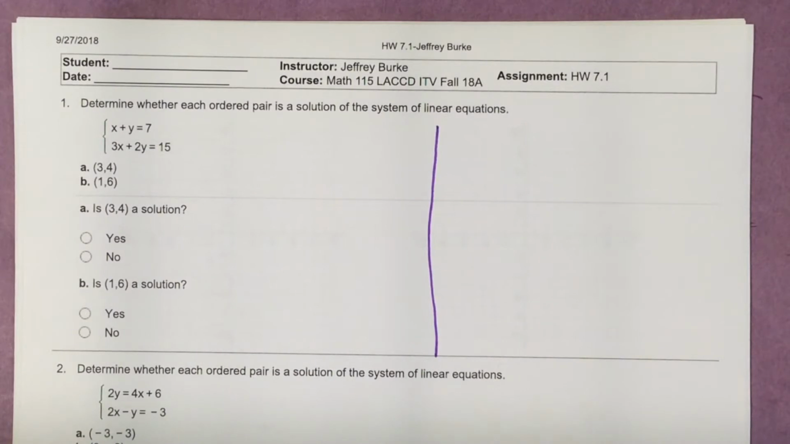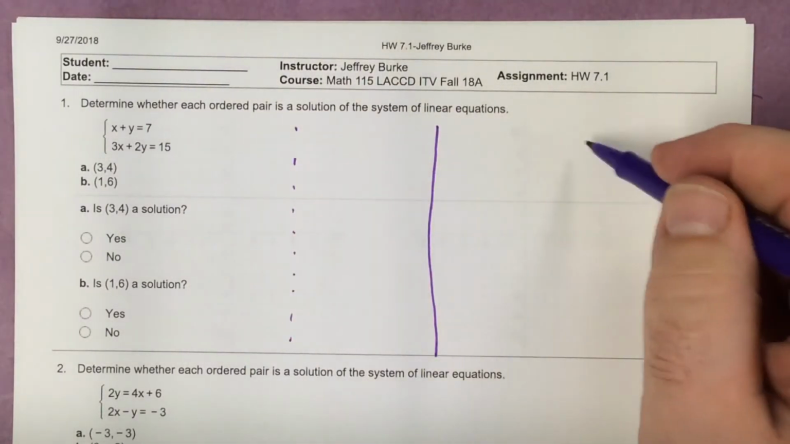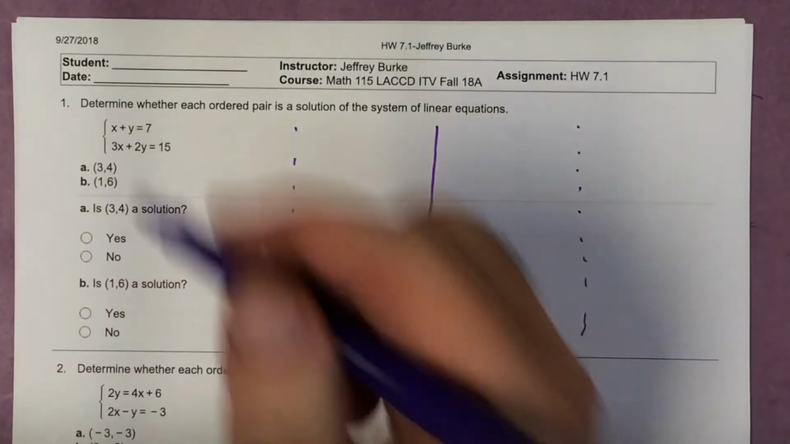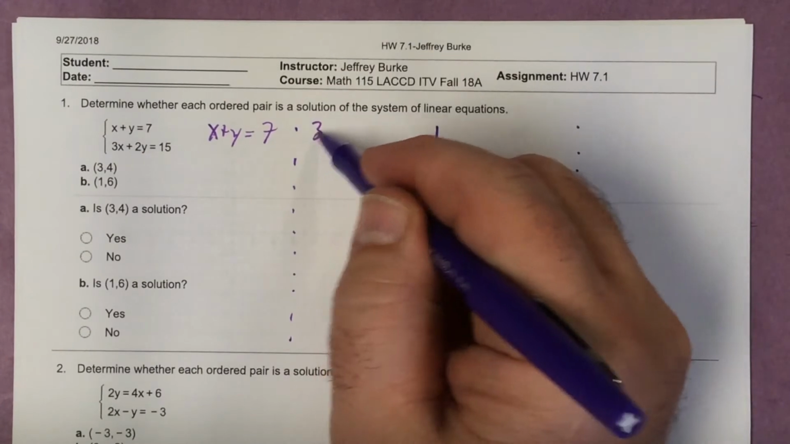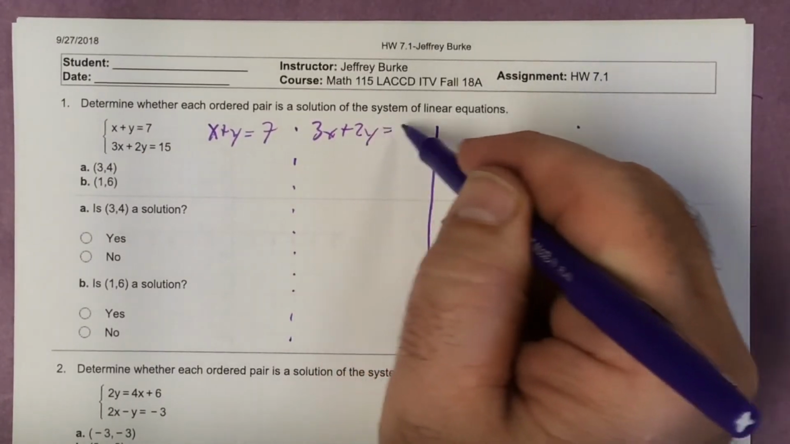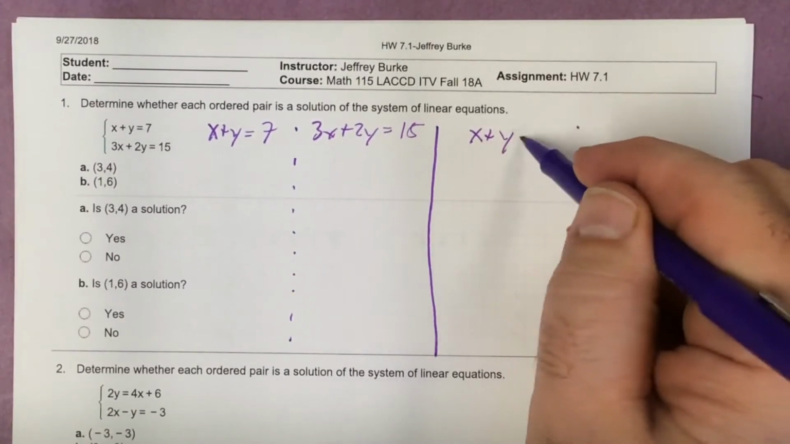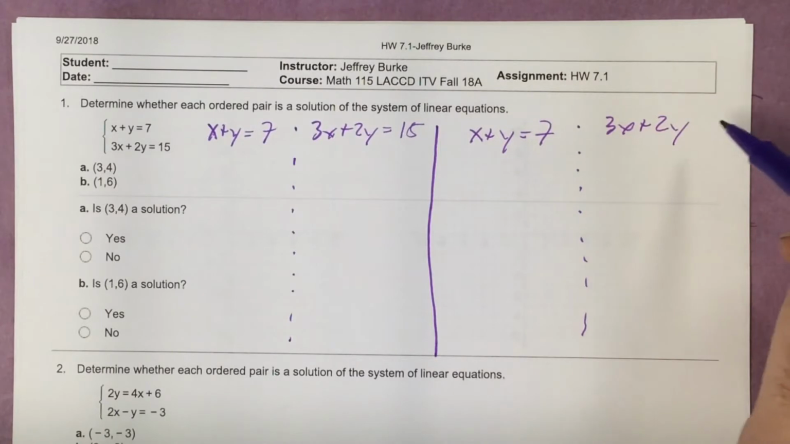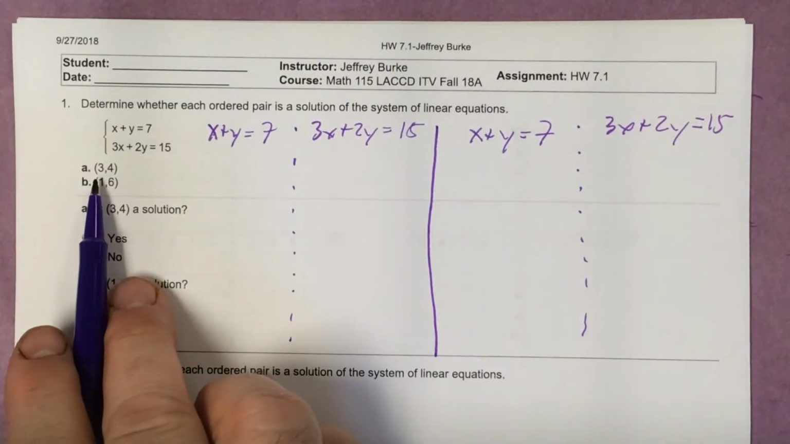But what we're going to do for this is in each column here, we're going to look at each of these equations, putting these values in. So I'm going to in this first column to the left here, put x plus y equals 7, and then 3x plus 2y equals 15. In this next column here, we're going to have x plus y equals 7, and then 3x plus 2y equals 15. So the first point we're going to consider is the point 3, 4.